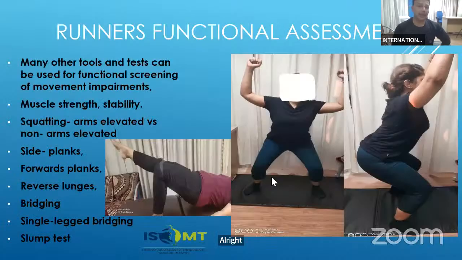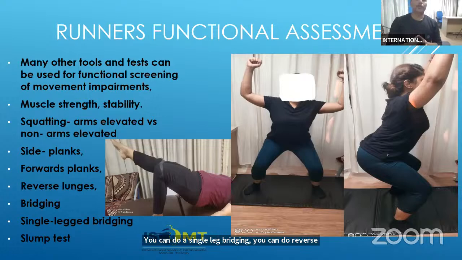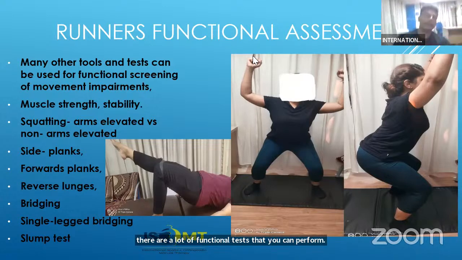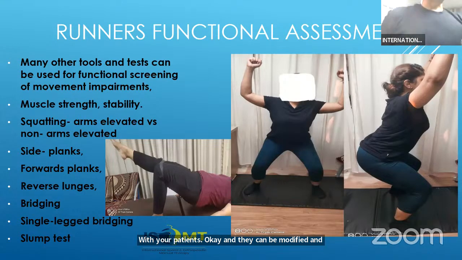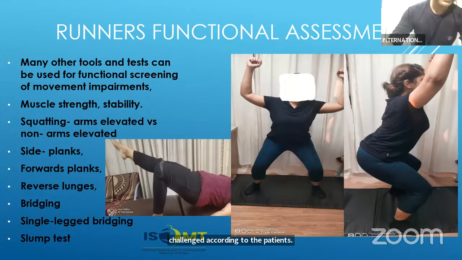You can do a single leg bridging, you can do reverse lunges, you can do planks, which can be side planks with the adductor lifts. You can do forward planks, you can do a single leg bridging, you can do slump tests. So there are a lot of functional tests that you can perform with your patients, and they can be modified and challenged according to the patient's performance or athletic levels. All right.